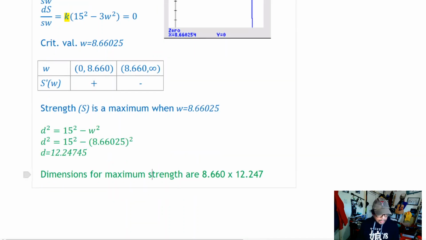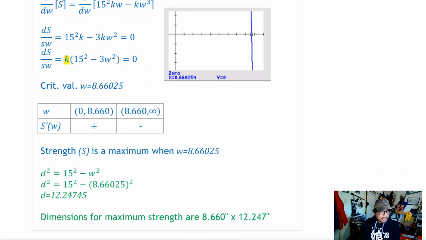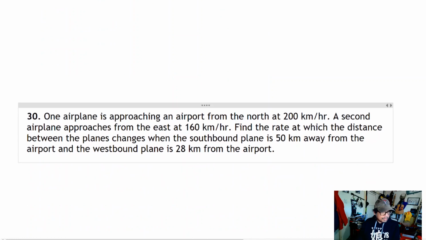And of course, these are inches. So let's put our inch marker at the end here. And that is our first question. Let's take a look at question 30 next.